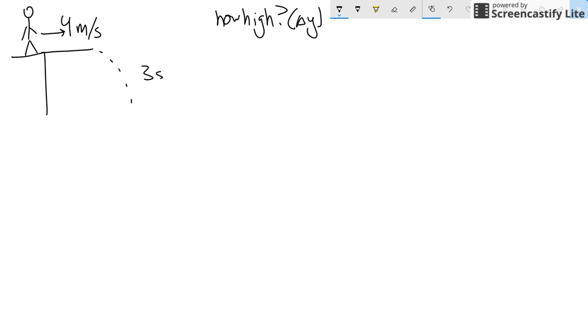I want to figure out how far away she landed. That's going to be delta x. That's just what I'm going to figure out for this problem.